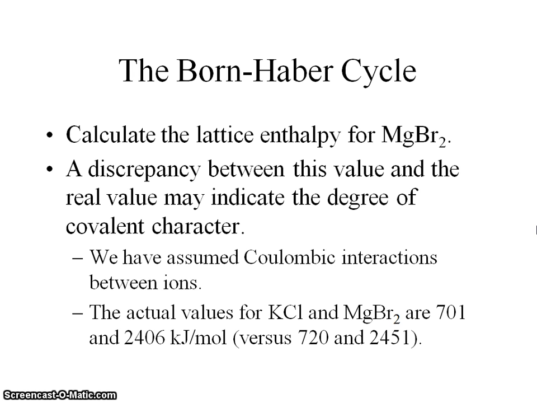Using the Born-Haber cycle, calculate the lattice enthalpy for magnesium bromide. A discrepancy between this value and the real value may indicate the degree of covalent character. We have assumed Coulombic interactions between ions. The actual values for potassium chloride and magnesium bromide are 701 and 2406 kilojoules per mole.